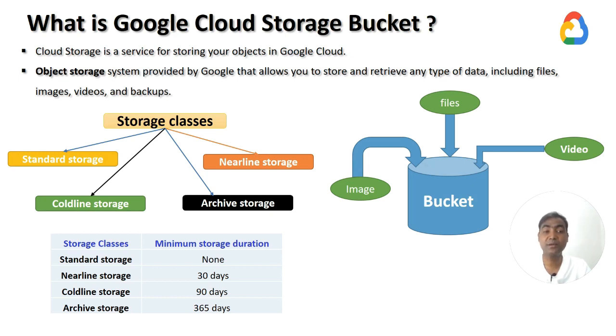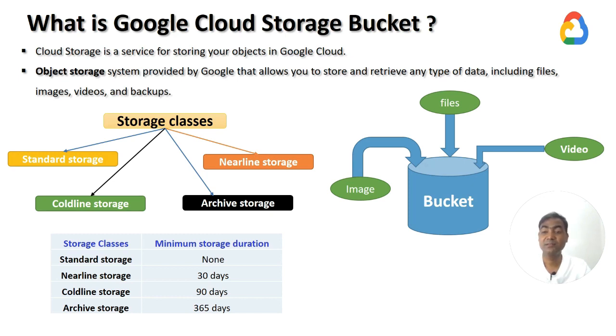Coldline storage is a very low-cost and highly durable storage service for storing infrequently accessed data. Coldline storage is a better choice than standard storage or nearline storage in scenarios where slightly lower availability is acceptable. You know guys, the minimum storage duration of coldline storage is 90 days. If an object is deleted or overwritten within the first 90 days, you are still charged for 90 days of storage.